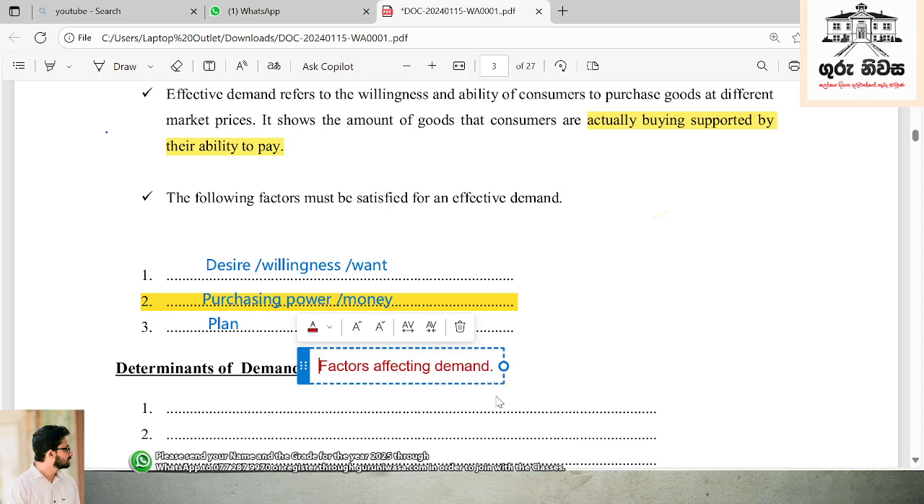For example, what are the factors affecting your final result? Your hard work, dedication, your intelligence, and maybe parent support. Then the demand of a certain product is affected by some factors. These are called demand determinants or factors affecting demand. This is a very important point, the starting point actually. It doesn't mean the other points we have already discussed are not important, but this is really important.